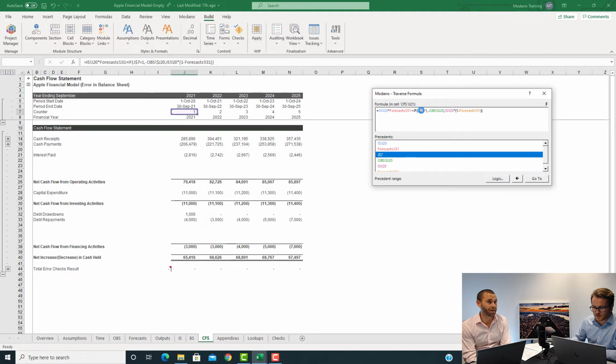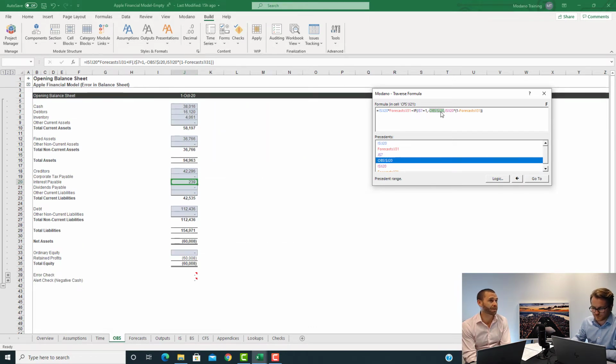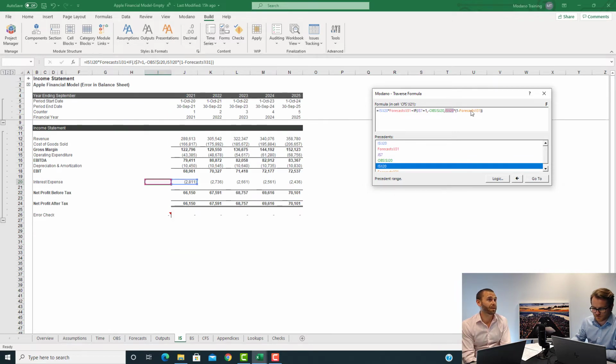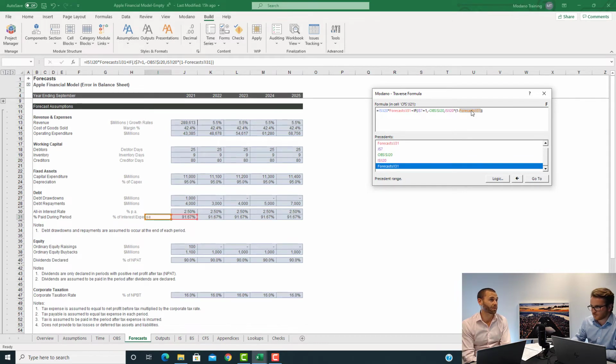And then you're saying if J7, which is the row counter, you're taking the opening balance and subtracting the interest payable balance. Otherwise, you're taking the prior period interest expense multiplied by 1 minus the prior period this, which from period 2 onwards will be that number.